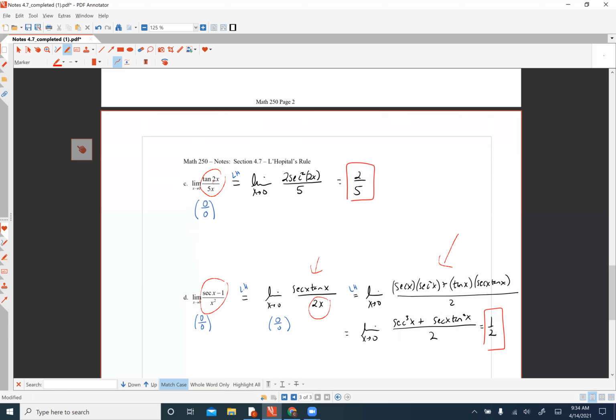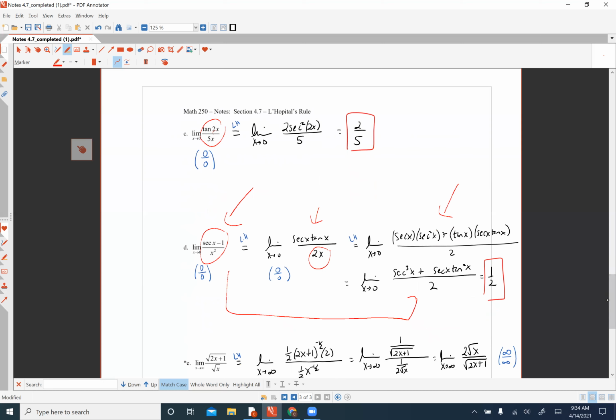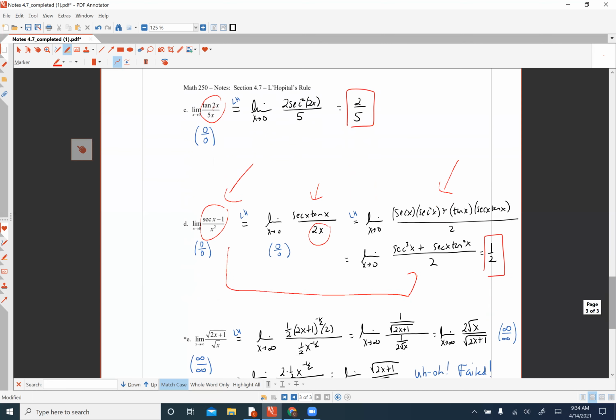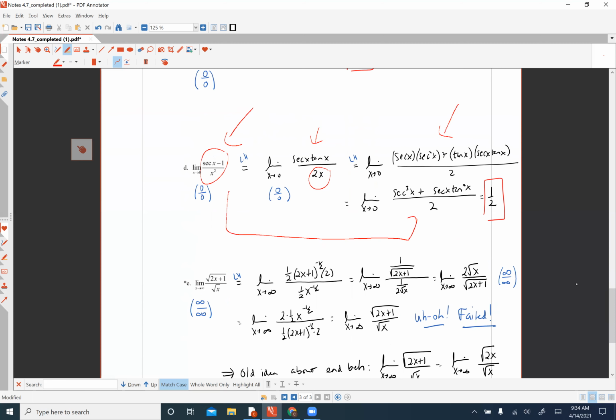So now, here's our original problem. The limit as x goes to 0 of secant of x minus 1 over x squared. And the two applications of L'Hopital's rule gives us the limit as x goes to 0 of secant of x cubed plus secant of x times tangent of x squared over 2. Okay, so secant cubed of 0 is 1. Secant of x times tangent squared of 0 is 0. So we get 1 over 2. So that was kind of, oh my God, I can do this problem now. L'Hopital's rule.